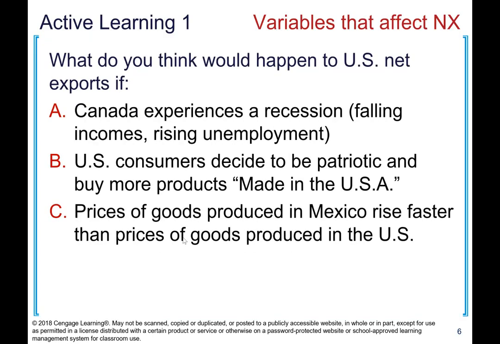First Active Learning asks, what do you think would happen to US net exports if, number A, Canada experiences a recession, that is falling incomes, rising unemployment? Number B, US consumers decide to be patriotic and buy more products made in the USA. Number C, prices of goods produced in Mexico rise faster than prices of goods produced in the US.